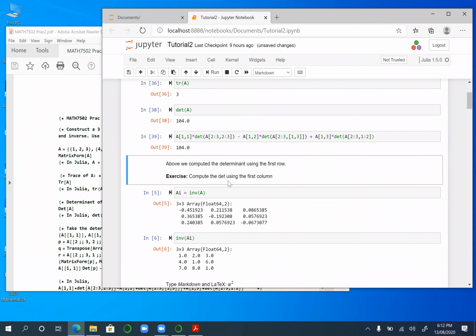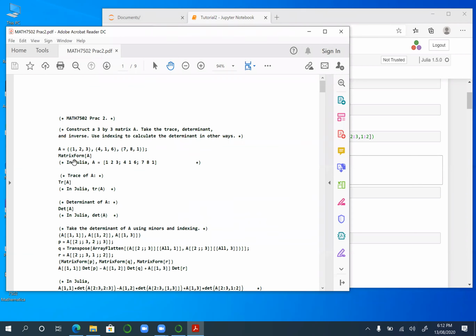All right, next, compute the determinant using the first column. Well, that's an exercise. Let's not do that because in the last session I pretty much ran out of time. But I was likely a chatterbox in the beginning on too many simple things.